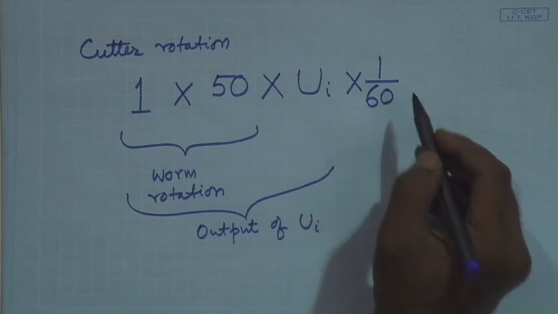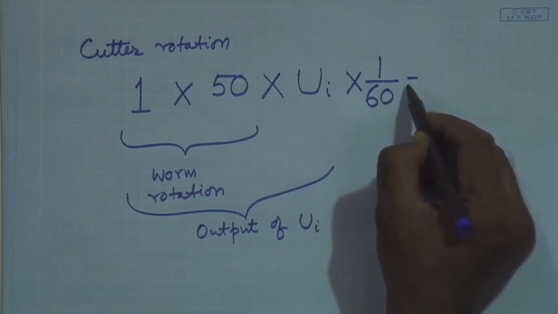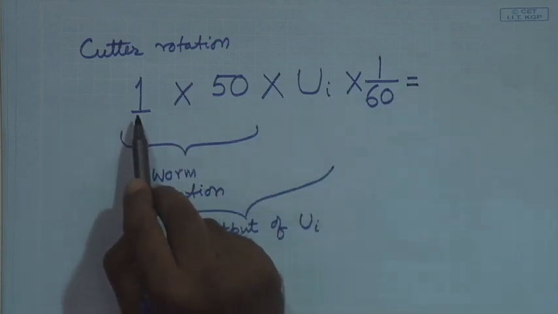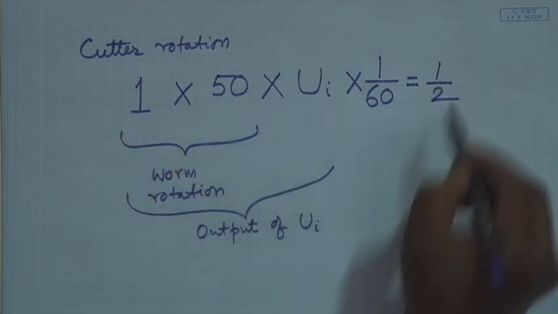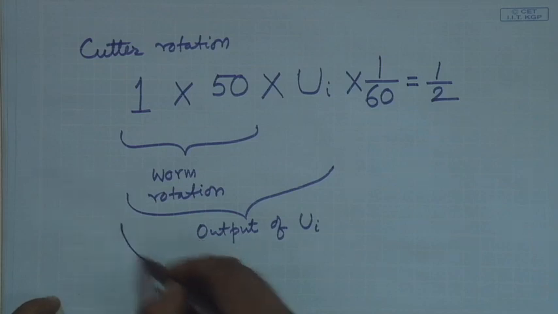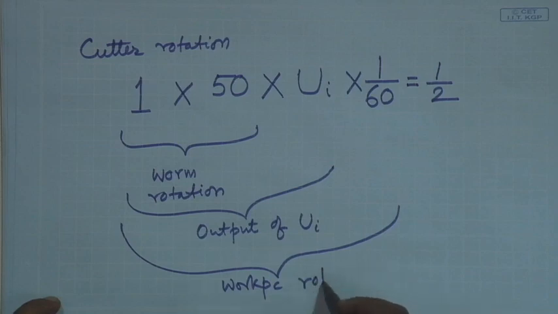So, this must be equal to the workpiece rotation, and let us equate it to the workpiece rotations that we would have for one rotation of the cutter. For one rotation of the cutter, the workpiece rotates only half a time, and we put it to be half here. So, that is it. We get the workpiece rotation here.